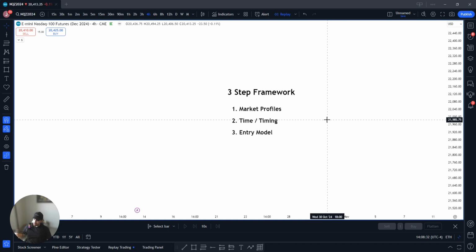Now, the second thing you want to pay attention to is time. What times are you trading, right? If you're trading the New York session, you want to pay attention to 9:30, 8:30, 10 a.m., 11 a.m., right?